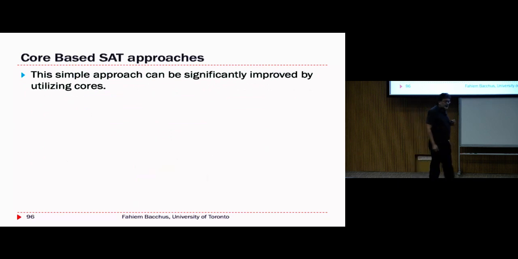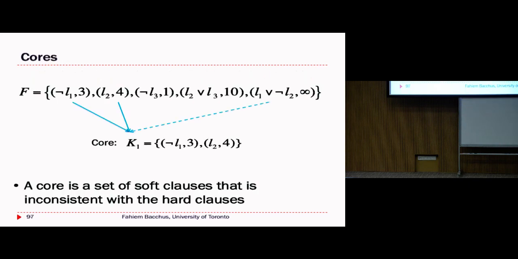Okay, so an improvement to that, which is an idea that we're going to use in MaxHS, is to use what are called cores. So a core is a subset of the soft clauses which together with the hard clauses are unsatisfiable. So in this example here, these two clauses cannot be simultaneously satisfied while satisfying that hard clause. So it's a core. So what does that mean? It means that any truth assignment that satisfies the hard clauses must falsify at least one of those.